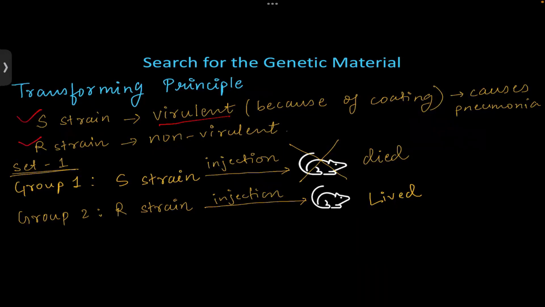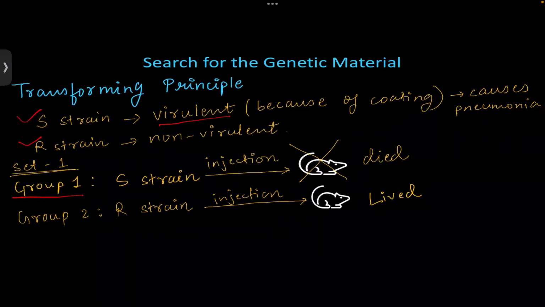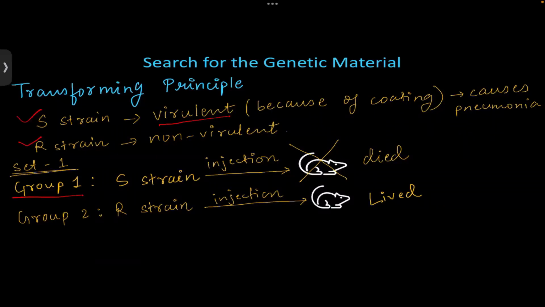So he did two sets of experiments. He took one group of mice and injected them, Griffith injected these mice with the S strain of Streptococcus pneumoniae bacteria. And then he saw that because of the development of the pneumonia disease, these mice died.